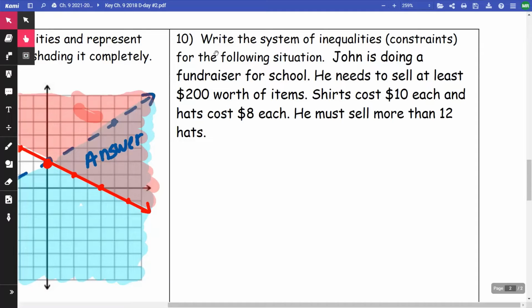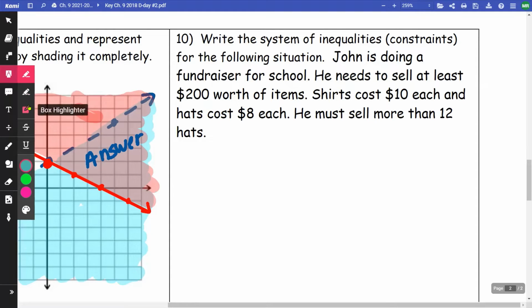So on this problem, we are asked to write the system of inequalities, which we call constraints. It's where we have maybe some restrictions, some limitations, some requirements for the following situation. John is doing a fundraiser for school. He needs to sell at least $200 worth of items. Shirts cost $10 each. Hats cost $8 each. He must sell more than 12 hats.